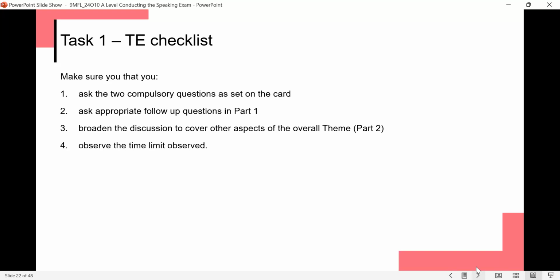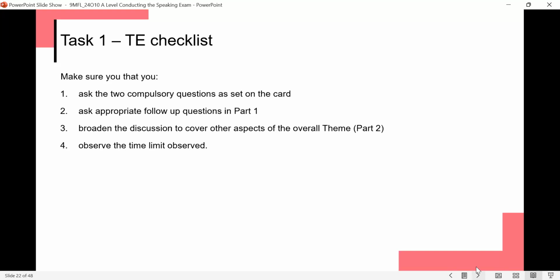And then you need to ask follow-up questions in part 1. I usually find one, sometimes two is enough. So 2 compulsory questions, 1 follow-up question. That's what I said, 1, 2, 3. And then broaden the discussion to cover other aspects of theme 2, and that's the part 2. So the other aspects of the overall theme.